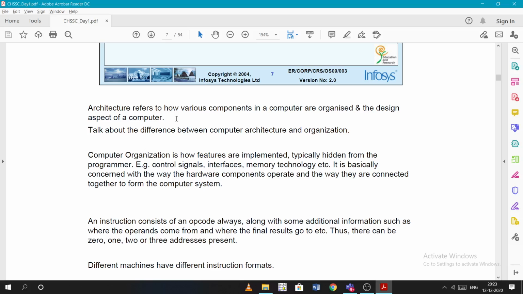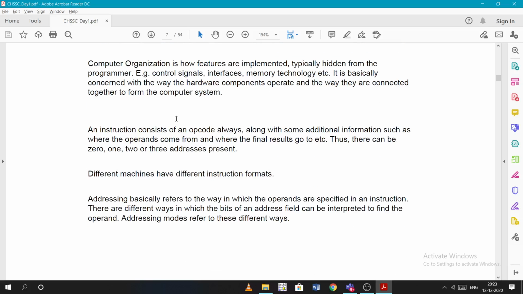For add r1, r2, the result of r1 plus r2 is stored in r2. If there is only one operand, add r1, then r1 will be added to the accumulator and the result stored in the accumulator. So different machines have different instruction formats. Addressing basically refers to the way in which the operands are specified in the instruction. These are the different ways in which the bits of an address field can be interpreted to find the operand. Addressing modes refer to these different ways.